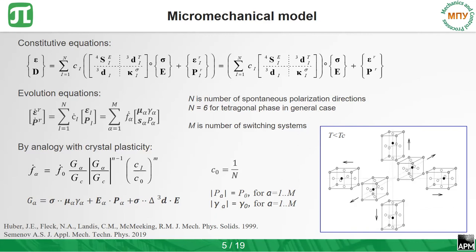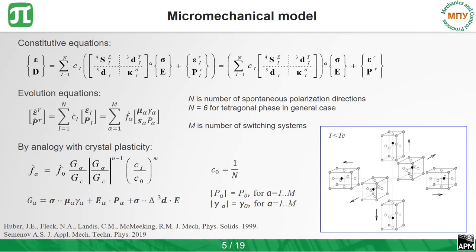And in our previous studies, we always set c0 equal to 1 over n, which is 1 over 6 for the tetragonal phase, just as if we have the same amount of all the six domains in the material. And then we studied the change in volume fraction of the domains as the ferroelectric switching occurs. And it was the basic micromechanical model for us.